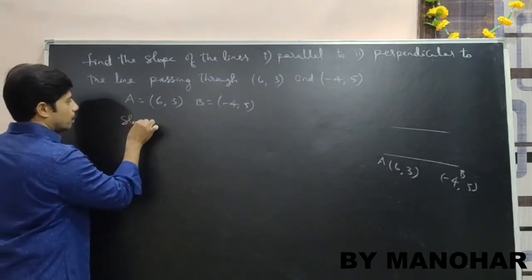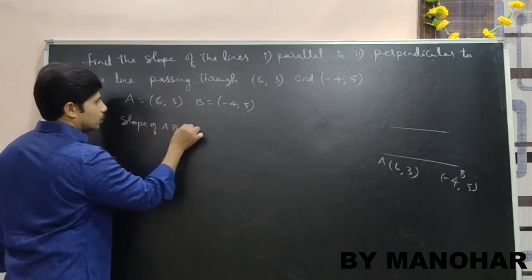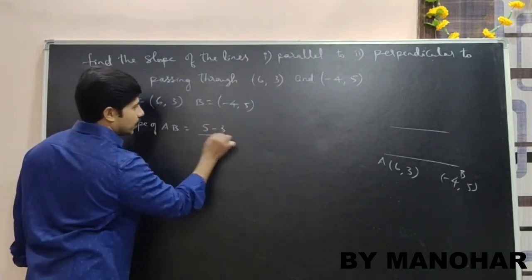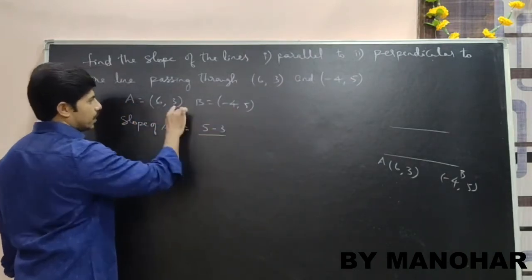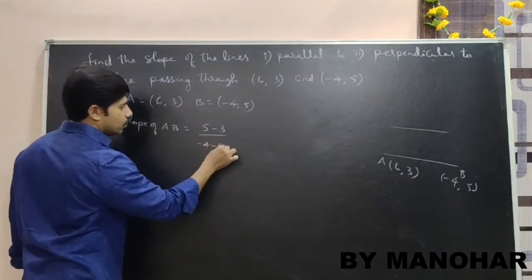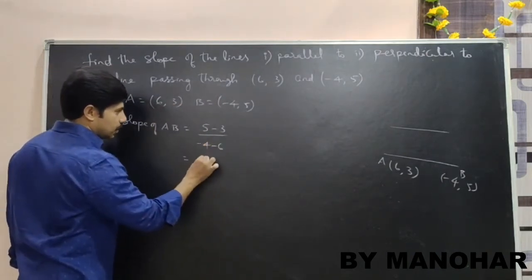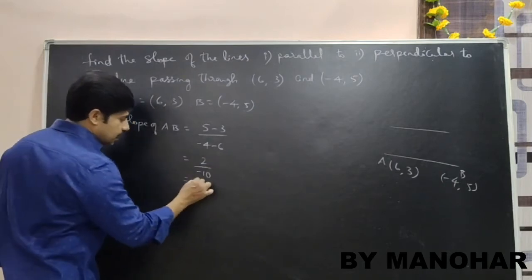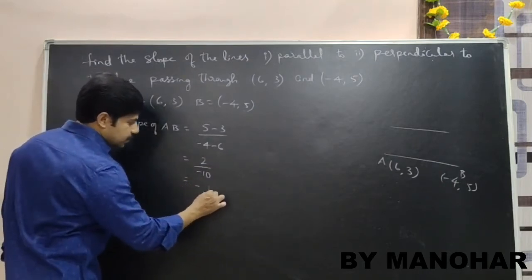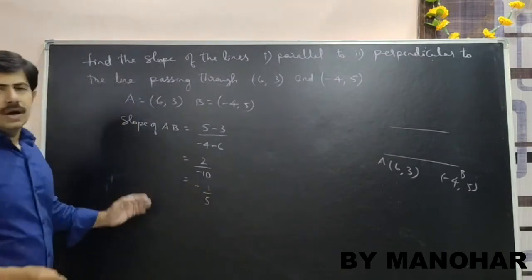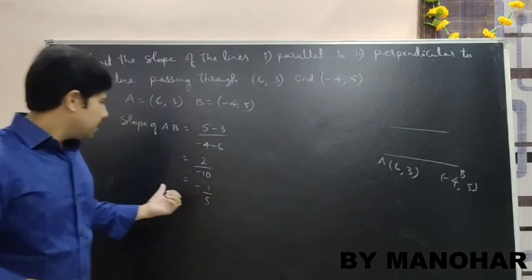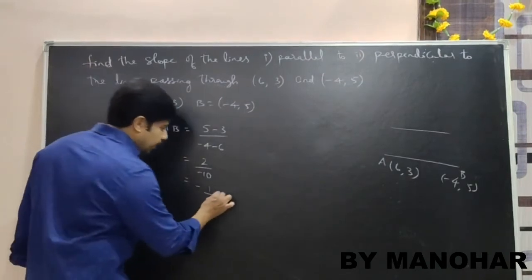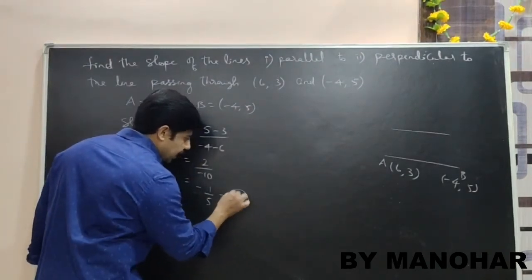So slope of AB is equal to y2 minus y1 by x2 minus x1, this is 5 minus 3 by minus 4 minus 6. So this is nothing but 2 by minus 10. So 2 by minus 10 is nothing but minus 1 by 5. So now we got slope of AB as minus 1 by 5. Put it as M1.